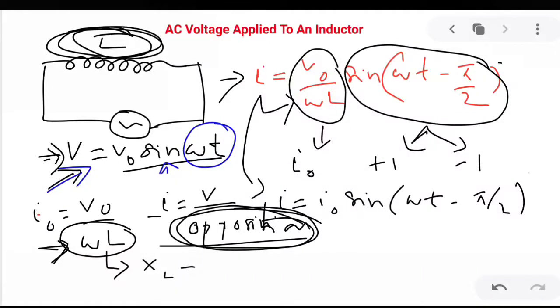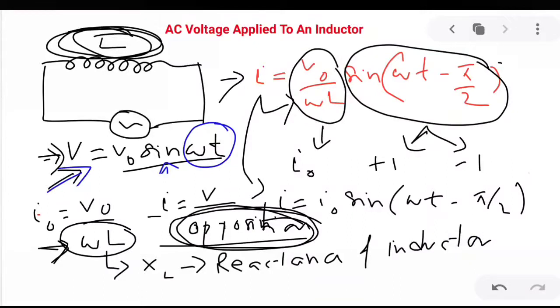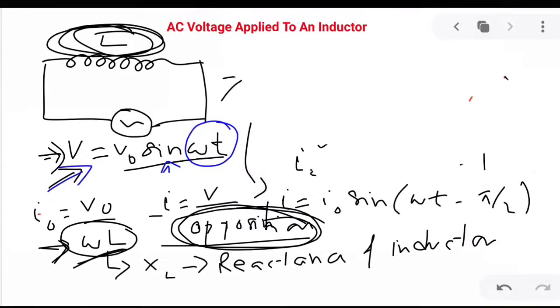So this is called reactance of inductor, or inductive reactance. Okay, so this stands for opposition offered by an inductor to the flow of alternating current. So we have XL is equal to omega L.